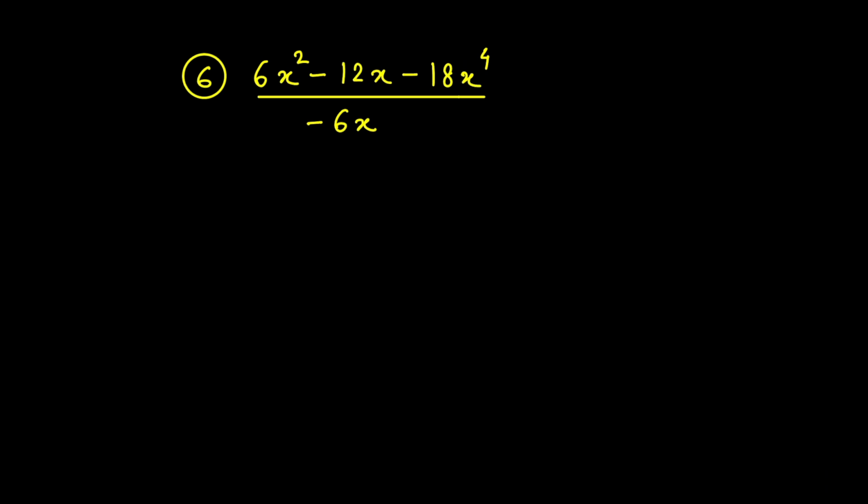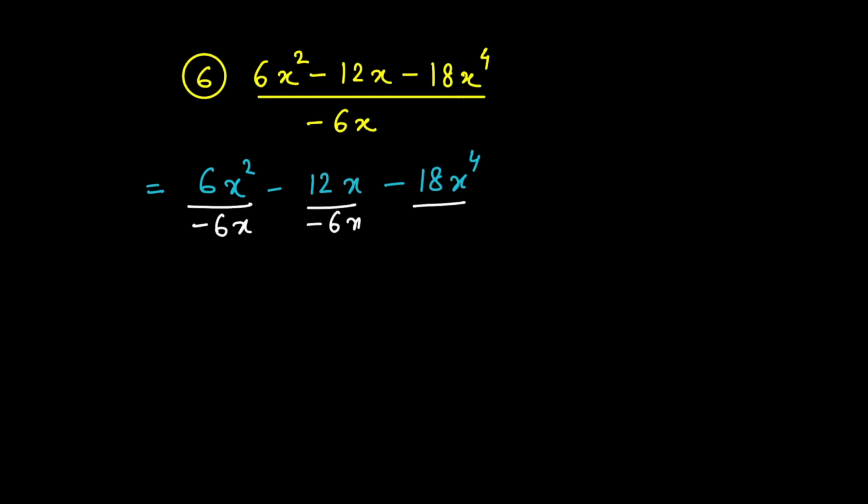Now we take example 6. So in this again it is a trinomial divided by a monomial. So we write this one as 6x square minus 12x and minus 18x power 4, which is divided by minus 6x. So now first step we write minus 6 divided by minus 6 and x square over x. So next term we write, so this minus and minus changes to plus, so 12 divided by 6 and x and x as we discussed, so we can cancel it.